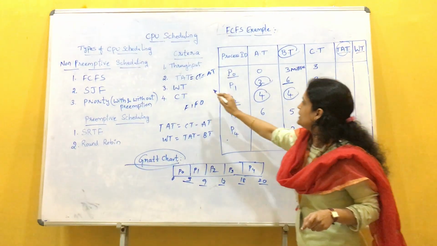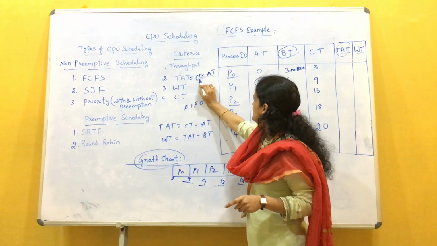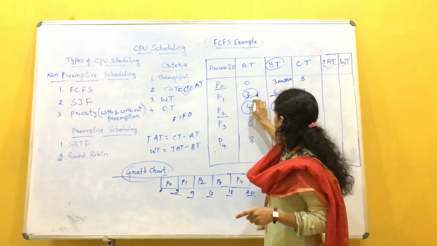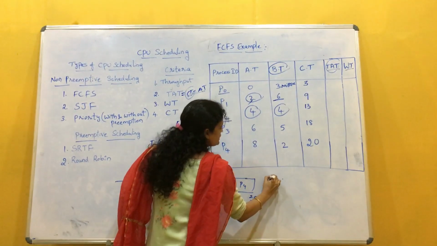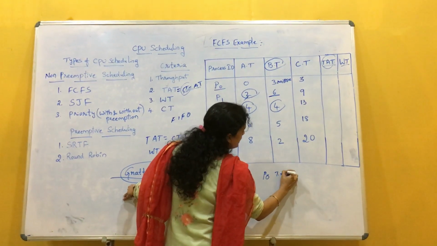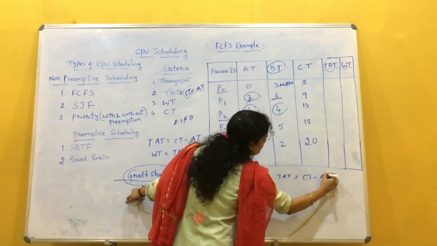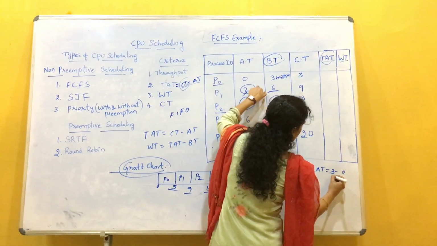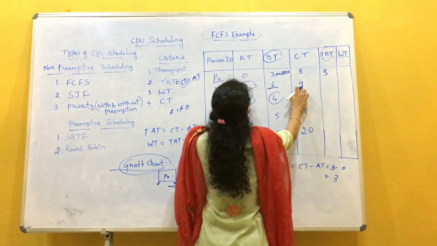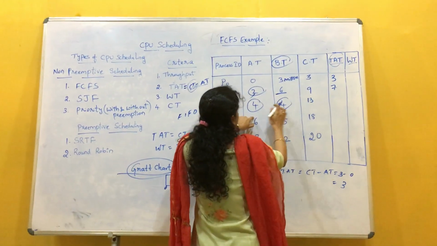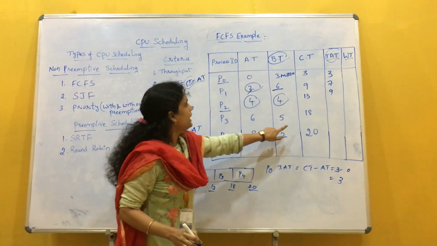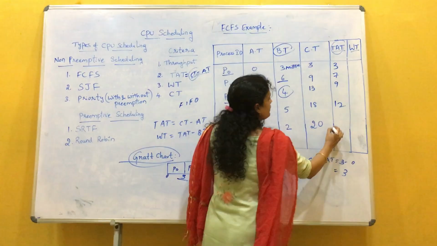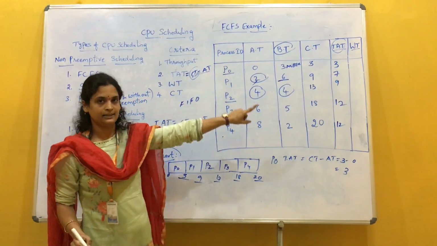Already we know that total turnaround time is the difference CT minus AT. CT is complete time, and arrival time is given. For process P0, turnaround time equals CT minus AT: 3 minus 0, 3. Next, 9 minus 2, 7. 13 minus 4, 9. 18 minus 6, 12. 20 minus 8, 12. So these are the turnaround times.